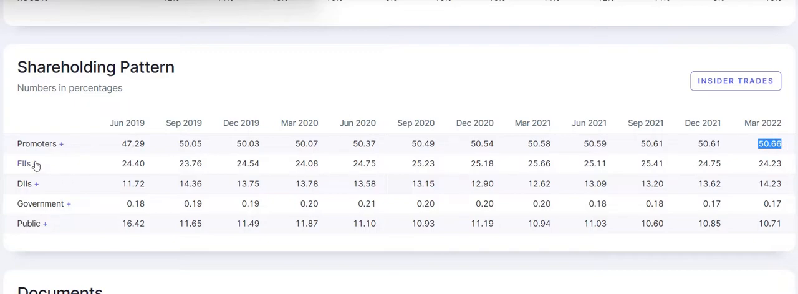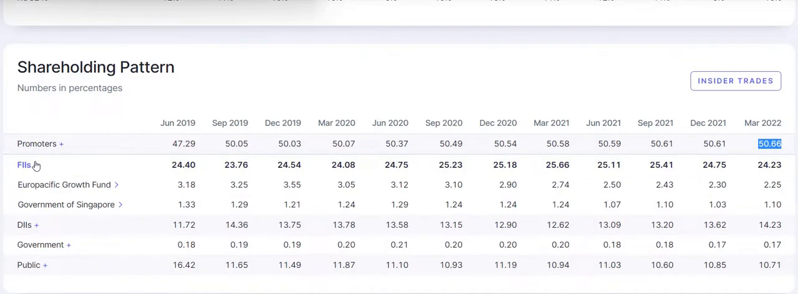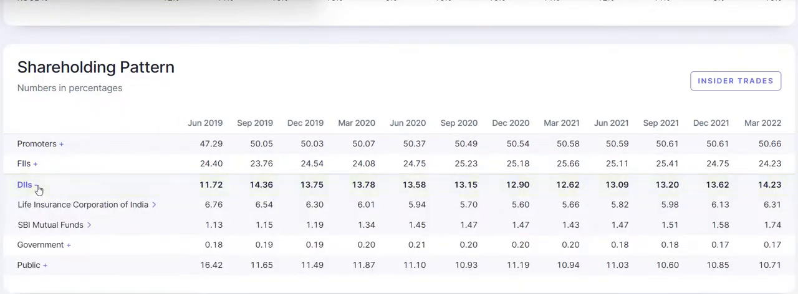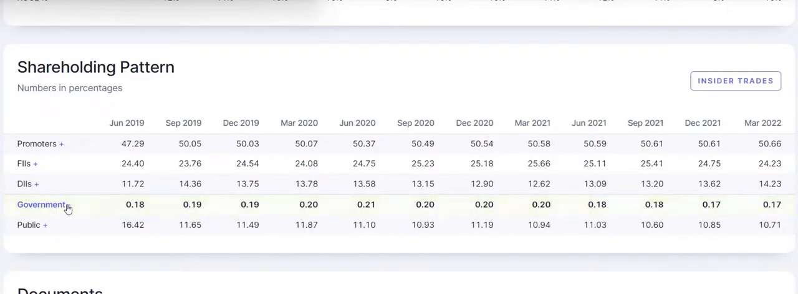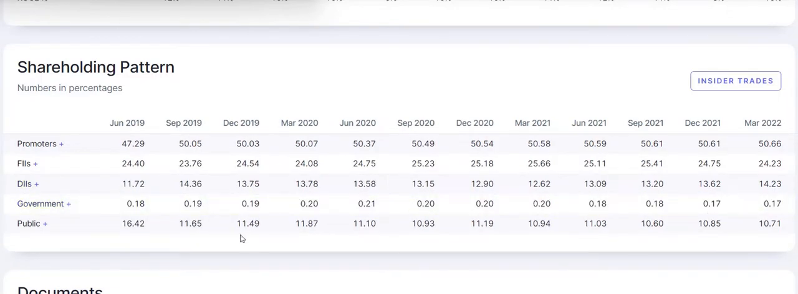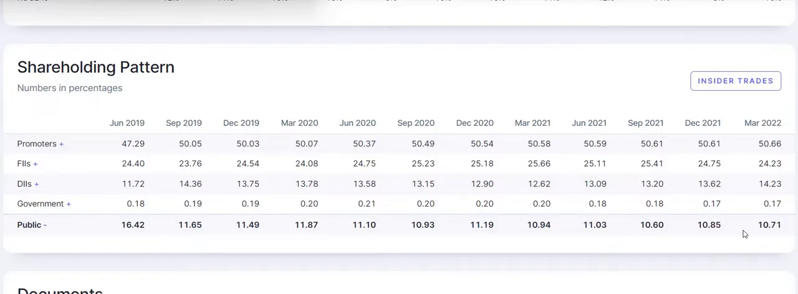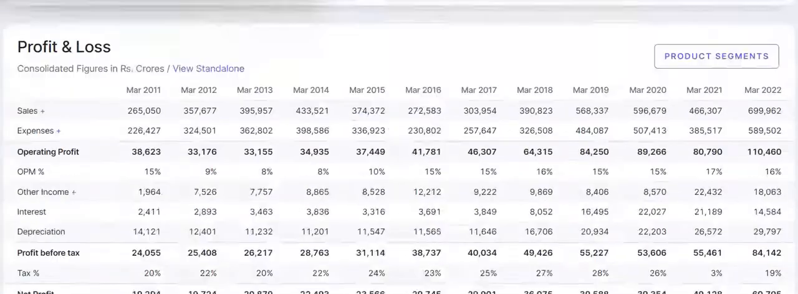FIIs are foreign institutional investors, nothing but the foreign companies which own shares. For example, the government of Singapore has invested in Reliance Industries, and they have around 1.10 percent of the stock, right? And Europe Pacific Growth Fund as well. The next one is DIIs, Domestic Institutional Investors. LIC has taken Reliance, roughly about 6.31 percent, and SBI mutual funds. The other type of shareholder is the government, which has around 0.17 percent stake in Reliance, and the public has around 10.71 percent.